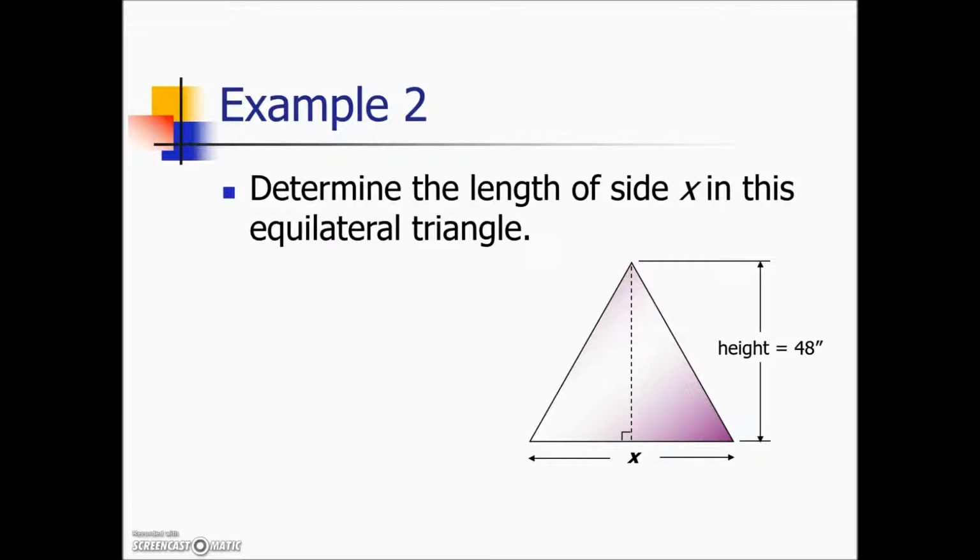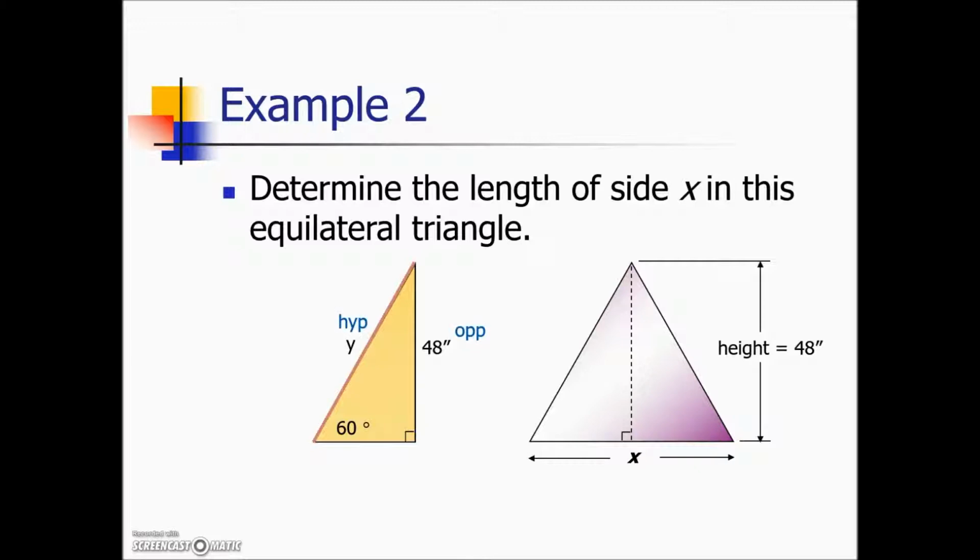So after we've drawn our altitude, we have two equal right triangles formed. The lower acute angle is going to have a measure of 60 degrees. Our height has been given, so our vertical leg has a length of 48, and if we use our 60 degrees as our reference angle, we can determine the length of the hypotenuse in this right triangle, which is equivalent to one side of this equilateral triangle in the question that's being asked.